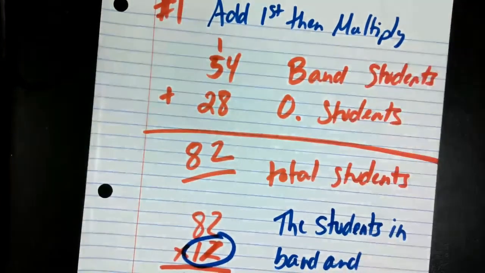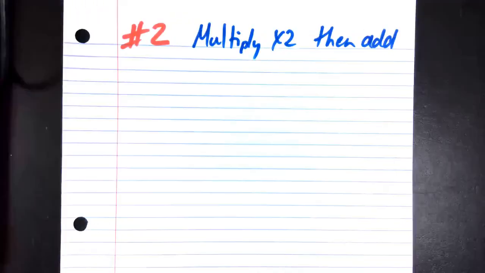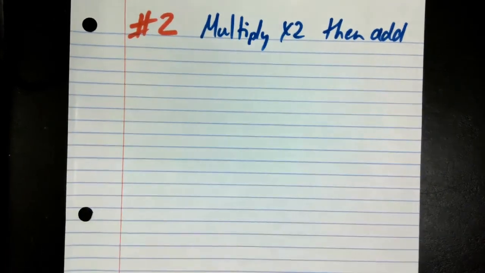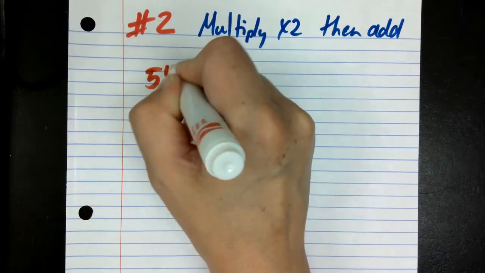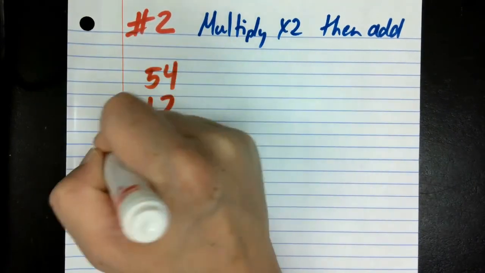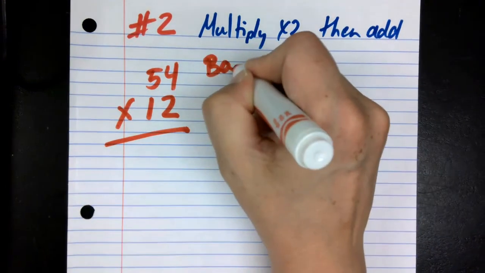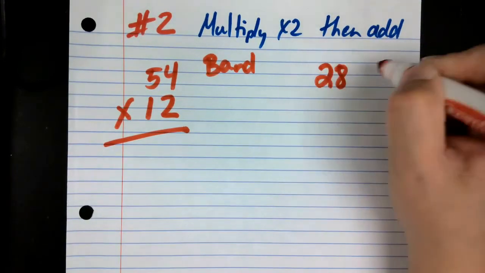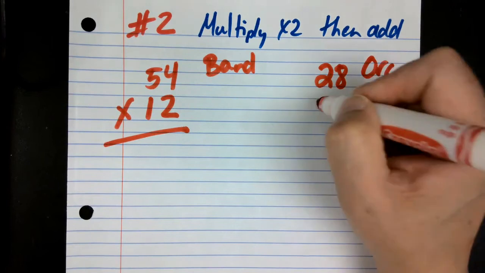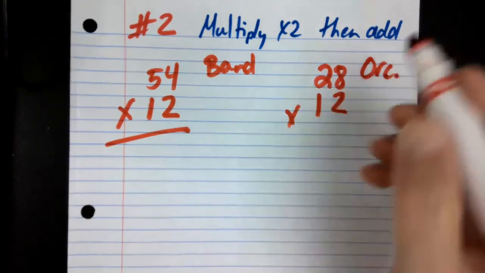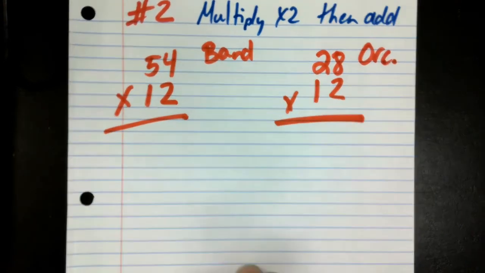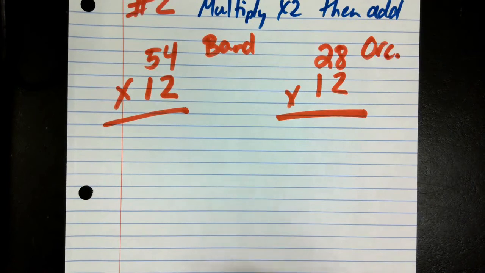The next thing I'm going to do is show you a secondary way to organize this information. I'm going to take those two numbers separately. I'm going to do the band first, which was 54, and multiply that by the number of songs that they learned. So this is band. And then I'm going to take the number of kids in orchestra, which is 28, and multiply that by 12. And then after I find the products of these two, I'm going to add them together for the total and see what I get. They should be exactly the same numbers.